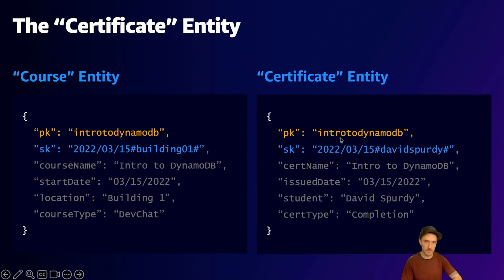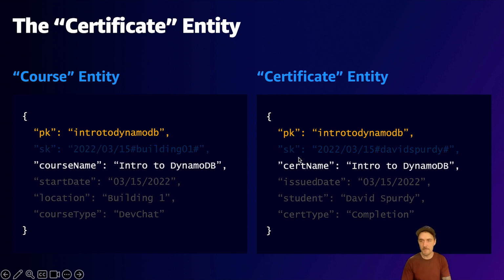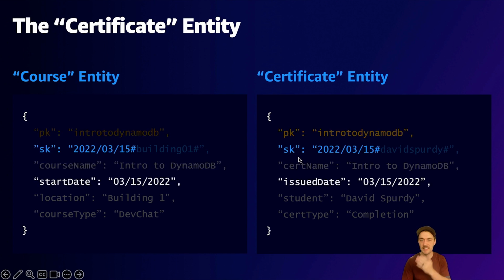We went ahead and we're skipping over some of the basic stuff. The PK is going to be the course name, same as the course entity. And then the sort key is going to be very similar. So this part's the same. The sort key is going to be very similar in the sense that it starts with the date, which for the certificate entity is the issue date. The course entity is going to be the start date of the course.